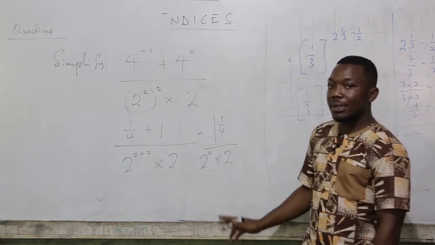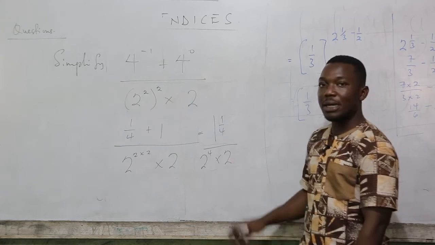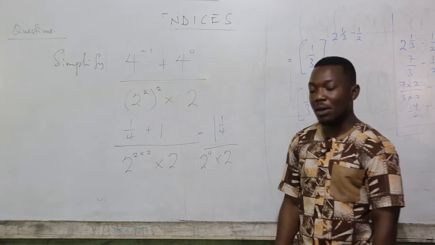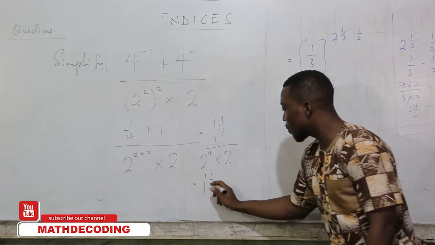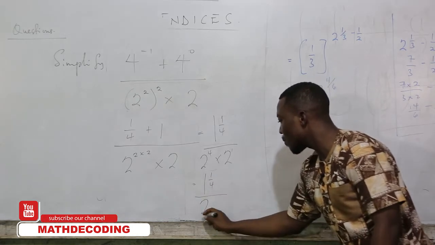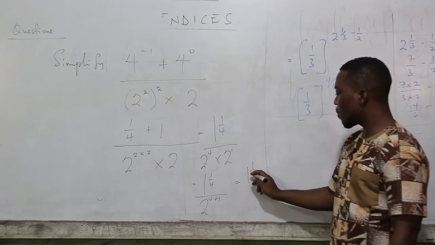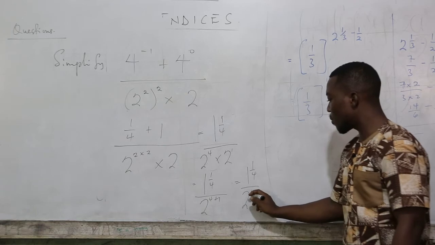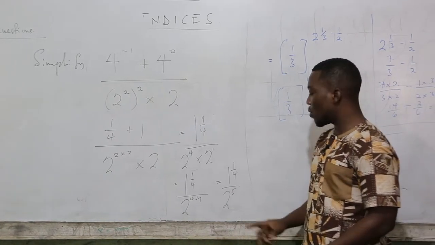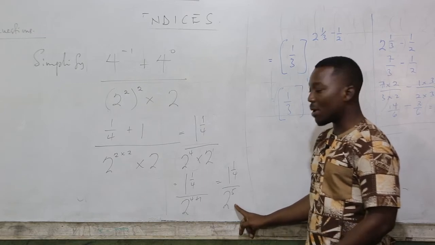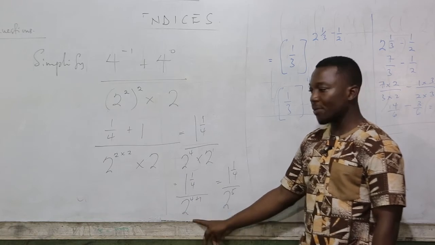Down there, we are supposed to apply the product law. This power is not showing. A number is the same as the number raised to the power 1. So here we have 1 whole number, 1 out of 4, all out of 2 raised to the power 5. We've applied the product law here.